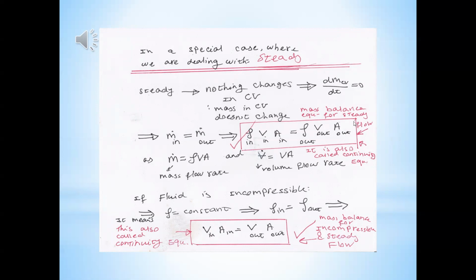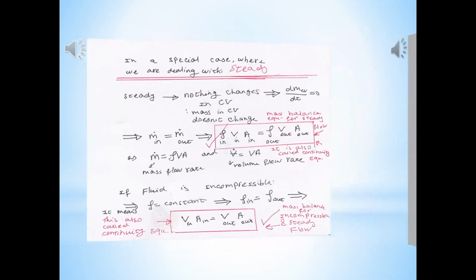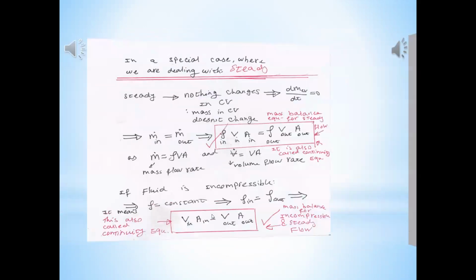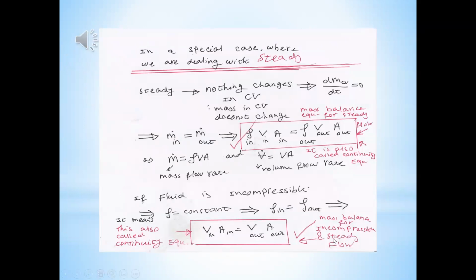And if you add the condition that the fluid is incompressible, meaning density is constant, so rho in is equal to rho out. These two cancel out, so we have V in A in equal to V out A out. Right? V in A in is V out A out. And that's how the mass equation, which we call the continuity equation, looks for steady incompressible flow.